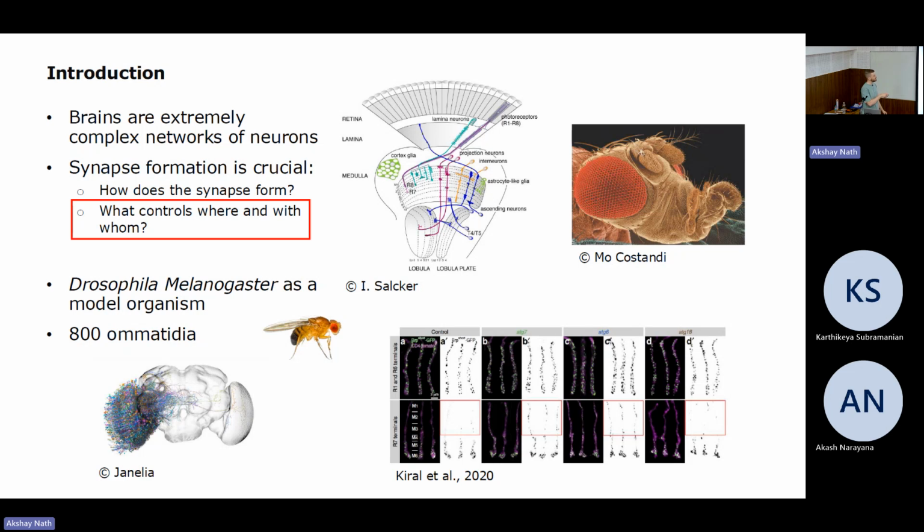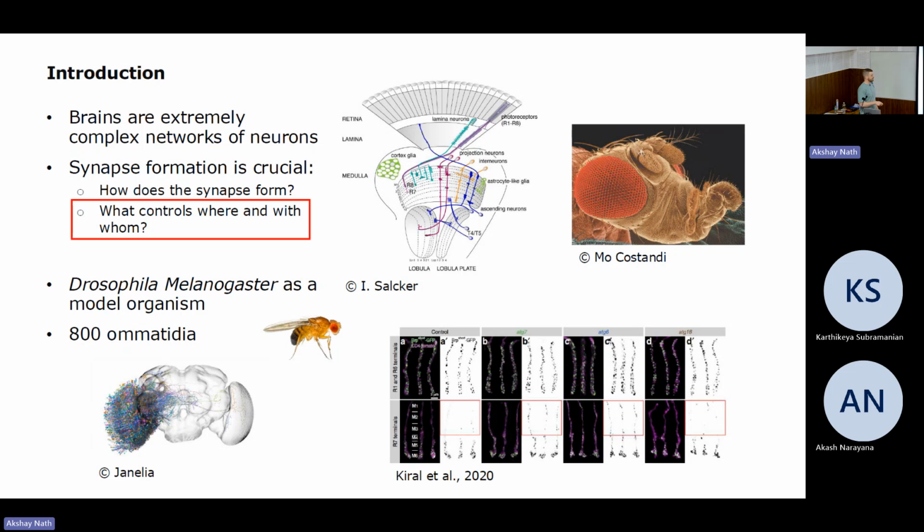As you can see, you have annotated different layers, from M1 to M10. Depending on the neuron type, they terminate in different layers of the medulla. So how is all of this going to help us study synapse formation, or how the neurons wire with each other?